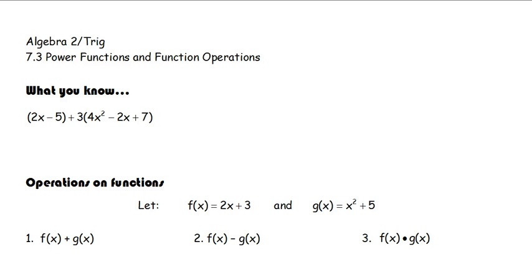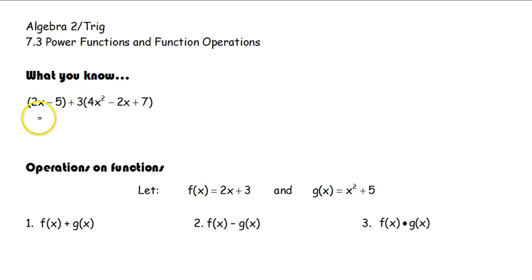Alright, today we are moving on to 7.3 power functions and function operations. We're going to start with something that you do know. We have the polynomial 2x minus 5 plus 3 of the polynomial 4x squared minus 2x plus 7. We know the first thing we've got to do is distribute that 3. Nothing's changing to that 2x minus 5. So that becomes 12x squared minus 6x plus 21.